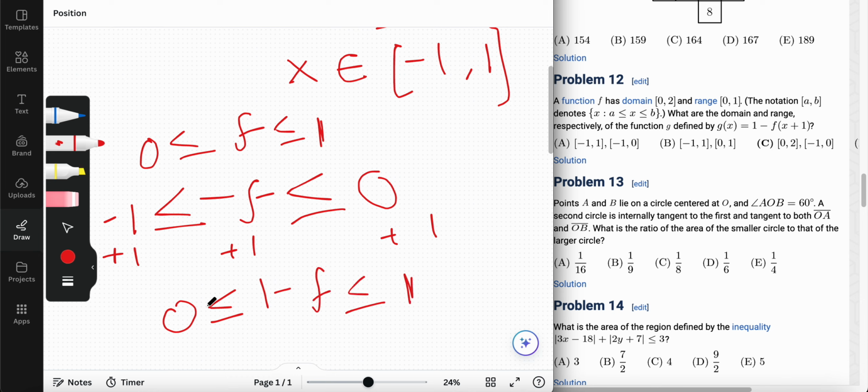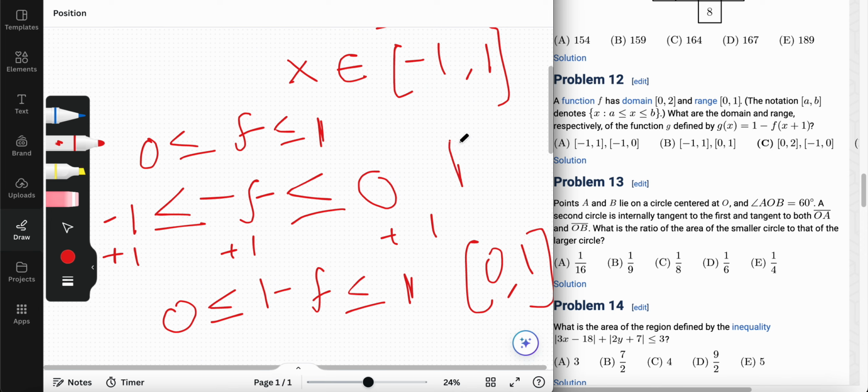So 1 minus f is greater than or equal to 0, but it's less than or equal to 1. So my range is going to be 0, 1, and that matches up with B. So my final answer would be B for this problem.